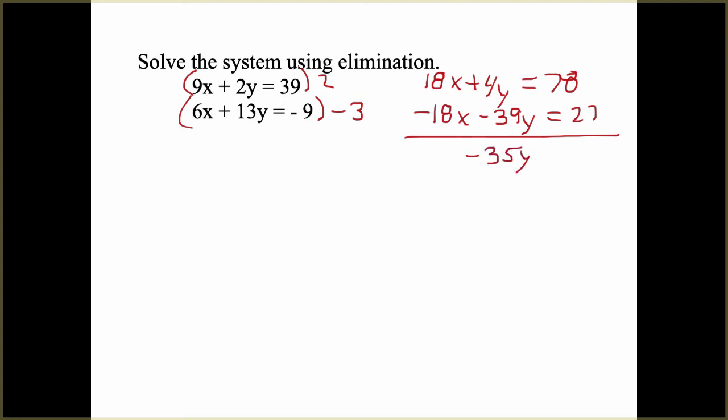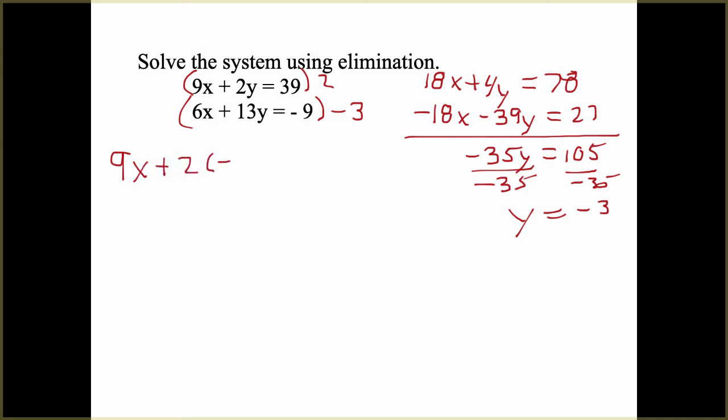78 and 27 are 105. Divide by negative 35. And we find that y is negative 3. Plug it in one of the two equations and solve for x. I'll use 9x plus 2 times negative 3 equals 39.